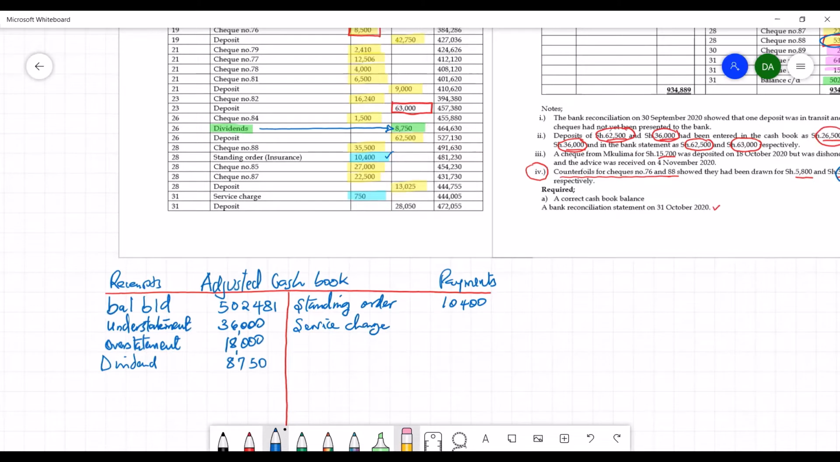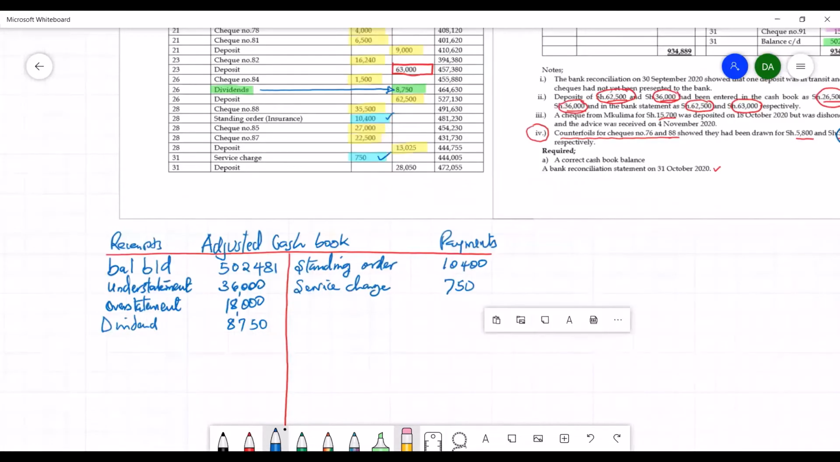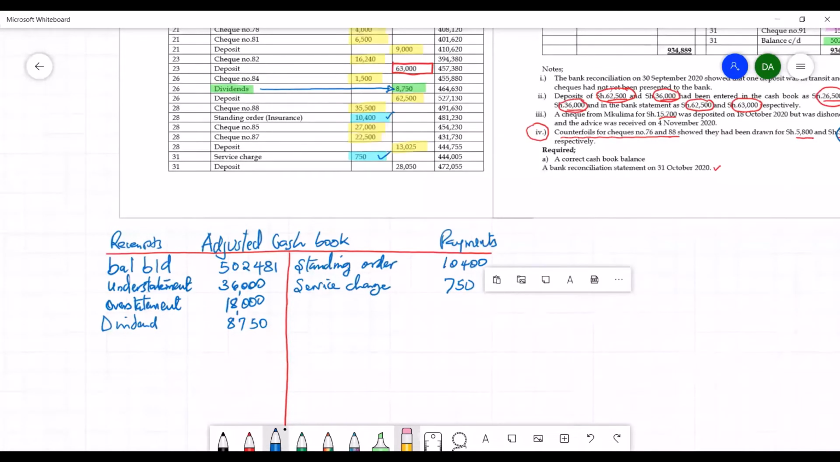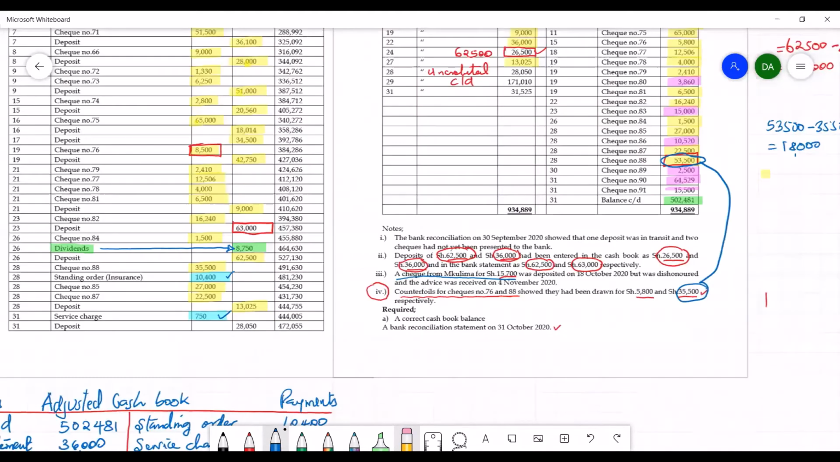The service charge is 750. That is this amount. Another amount that should be found on the credit side of the bank statement is an amount that we have been told in the additional information, number 3, that is the dishonored check of 15,700. When this check was dishonored, it was not recorded on the credit side.